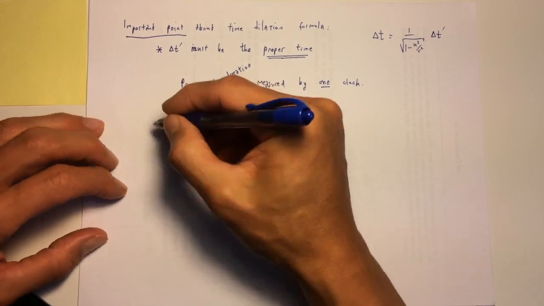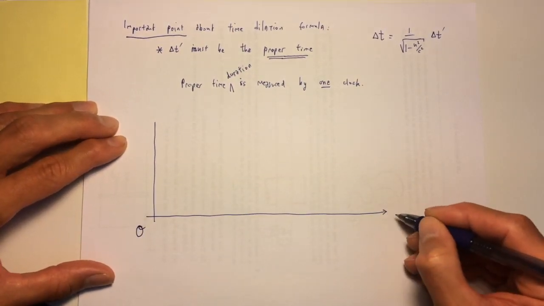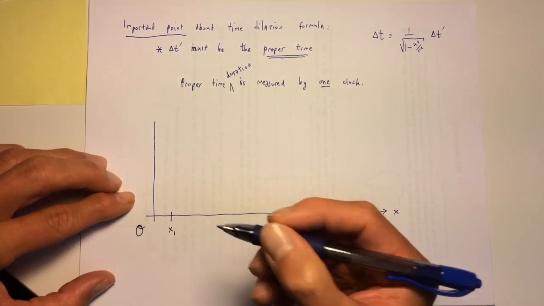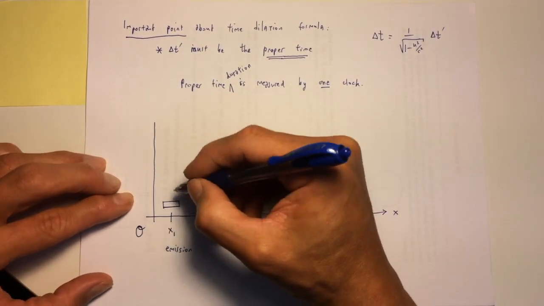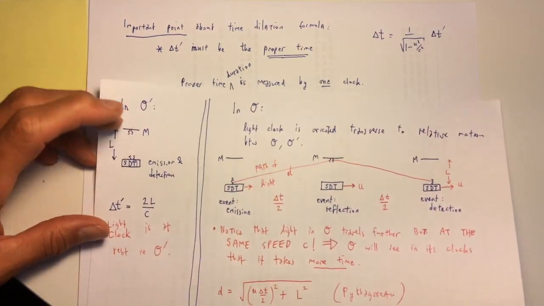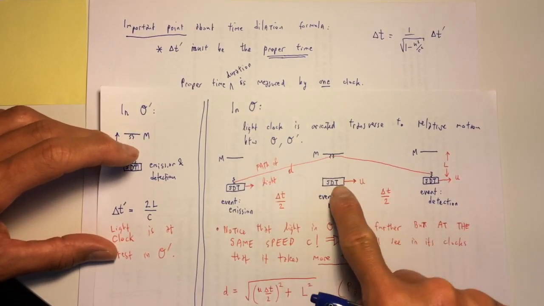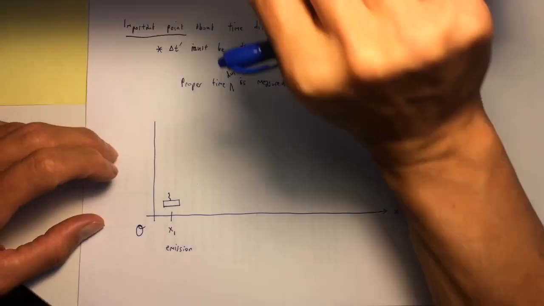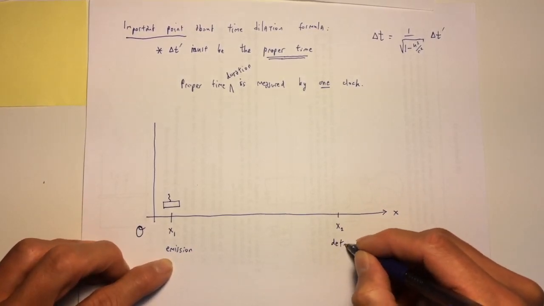So let me show you what happens in O. This is observer frame O, and let's say this is the x-axis. This is x1, the position at which we get the emission. Just referencing this picture from earlier, the emission happens, then at a little bit of a distance down the line in O is the reflection, and then the same distance again is where the detection happens. So that's the emission, and here is a second position where the detection happens.